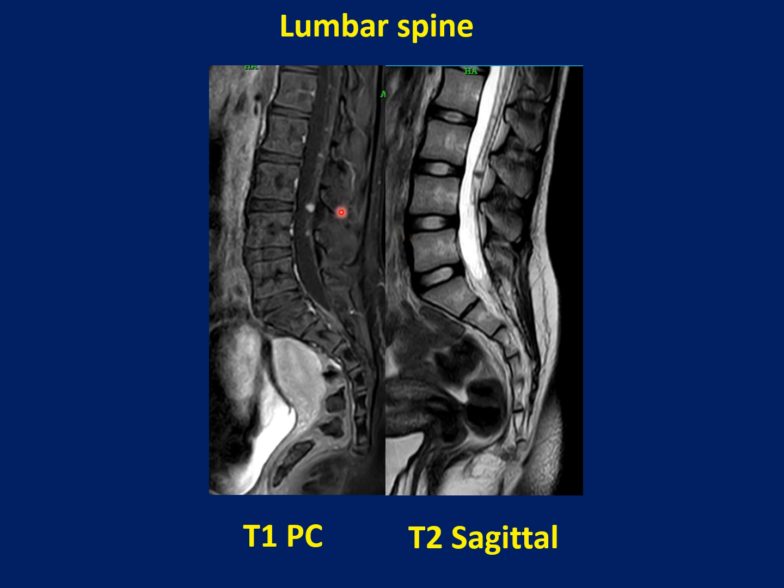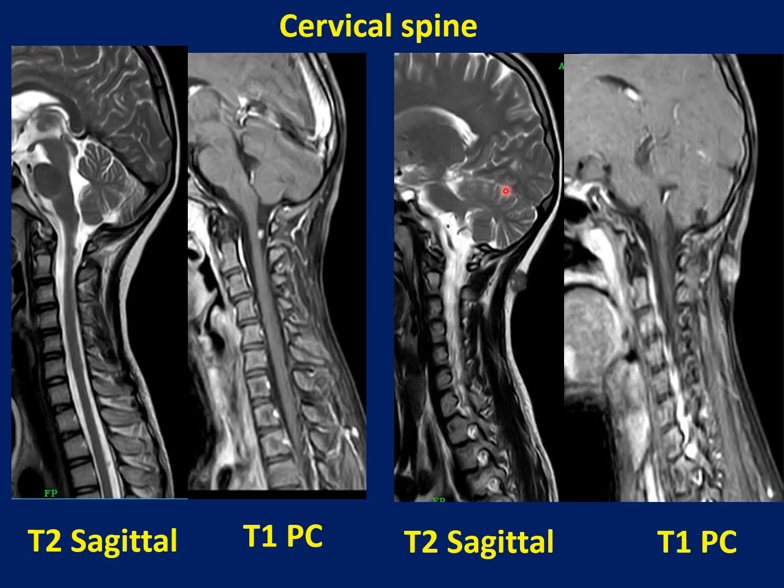Lumbar spine screening shows multiple nodular enhancing intradural extramedullary deposits or nodular mass lesions which are seen in the entire part of the cauda equina nerve roots. These lesions also show T2 hypointensity. Cervical spine, again similar findings. There are multiple enhancing lesions.